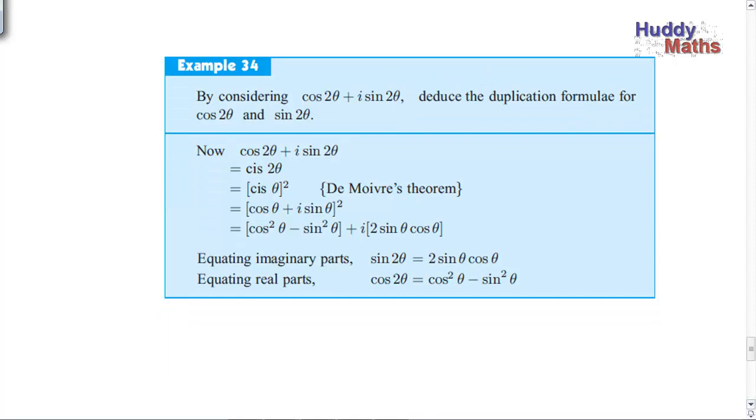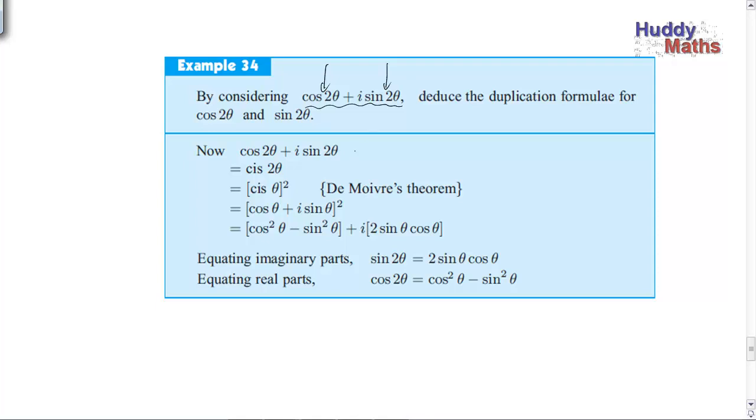Okay, here we are. This is an interesting one. Playing with cos 2 theta plus i sine 2 theta, or any other multiple of theta there you could do. Deduce the duplication formula. Okay, so can you pull it apart and get other expressions for cos 2 theta and sine 2 theta?